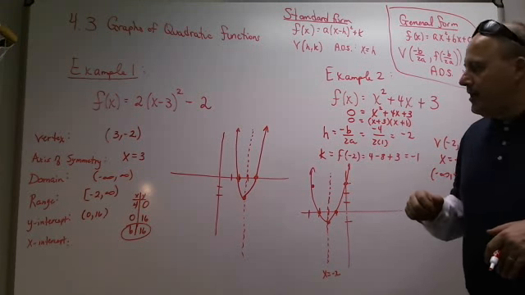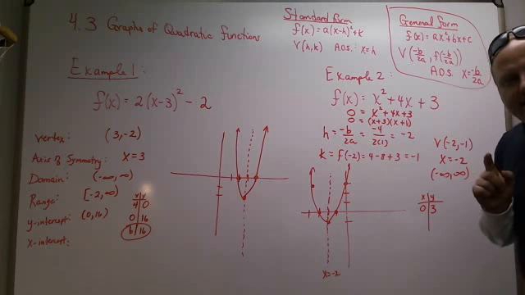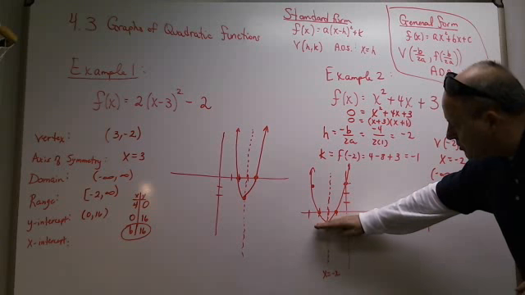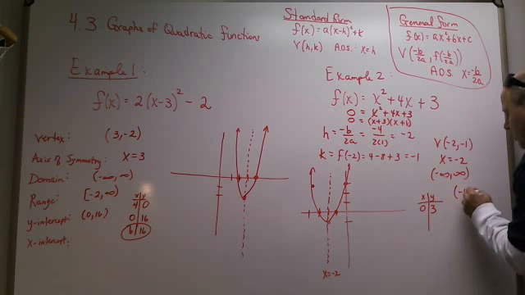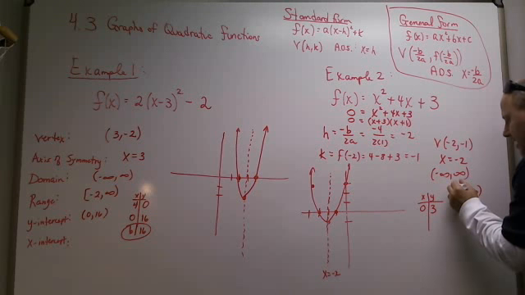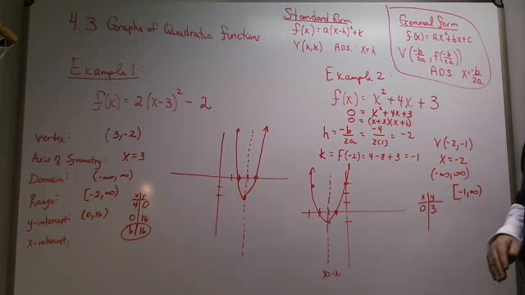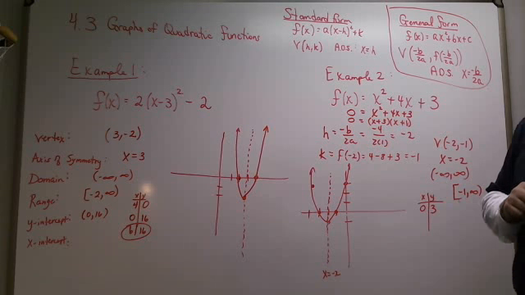So that's your domain. The range on this particular problem is -1 to infinity, because the lowest it goes is -1 and it goes up. So the range is -1 to infinity, although I'm wrong there. I should not have a parenthesis. I should have a bracket. The reason there's a bracket is because it includes the point itself.